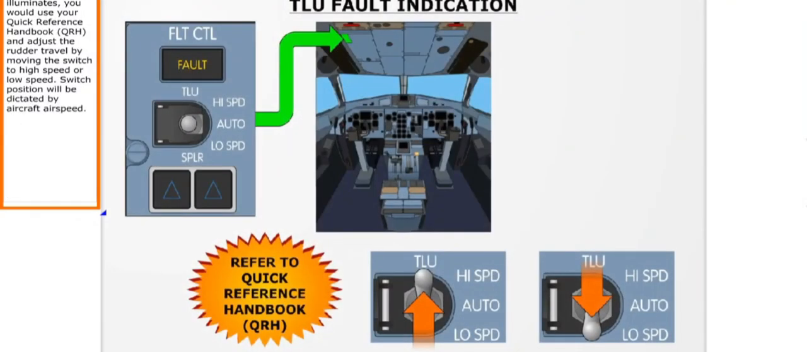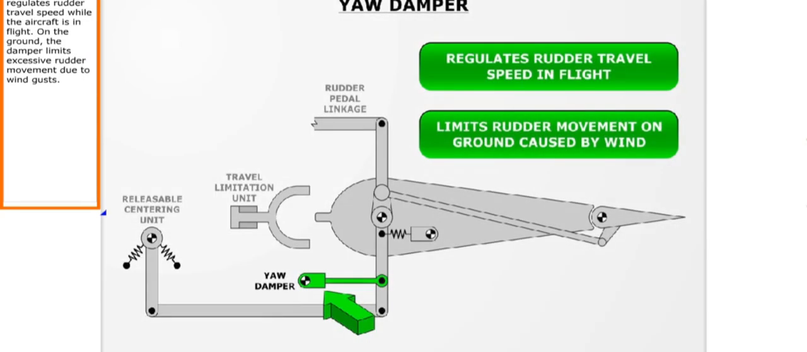If the fault light illuminates, you would use your quick reference handbook and adjust the rudder travel by moving the switch to high speed or low speed. Switch position will be dictated by aircraft airspeed. A rudder damper regulates rudder travel speed while the aircraft is in flight. On the ground, the damper limits excessive rudder movement due to wind gusts.